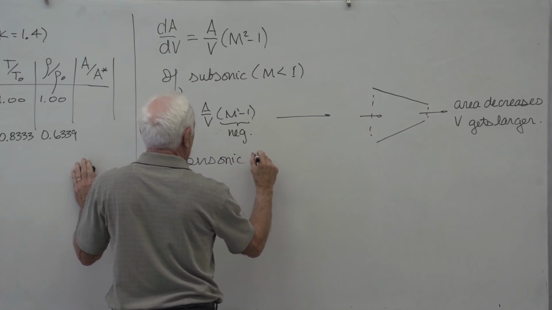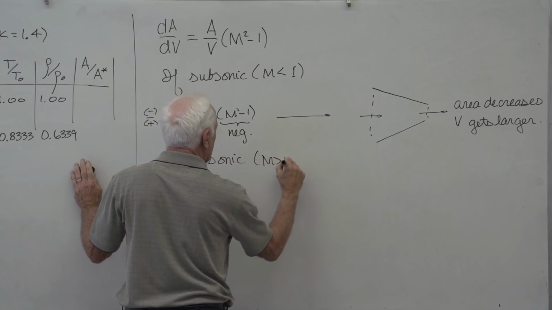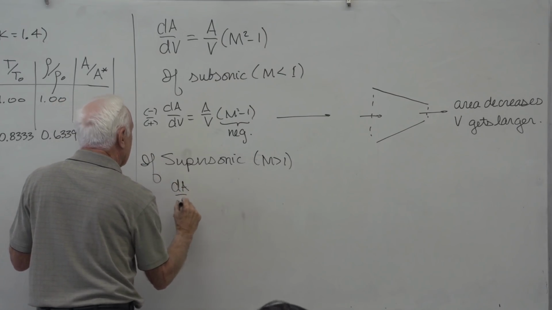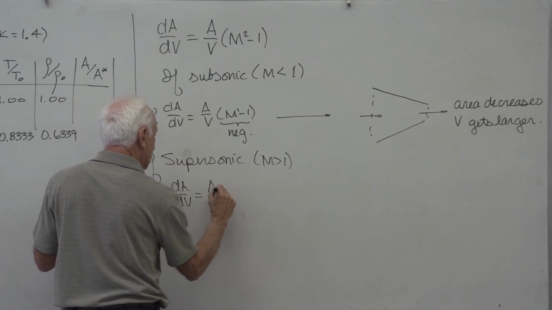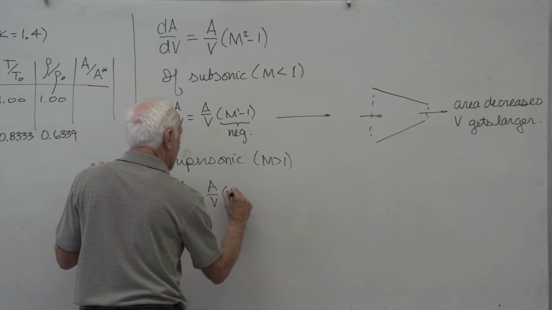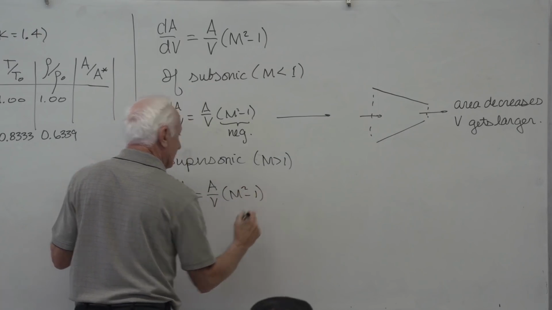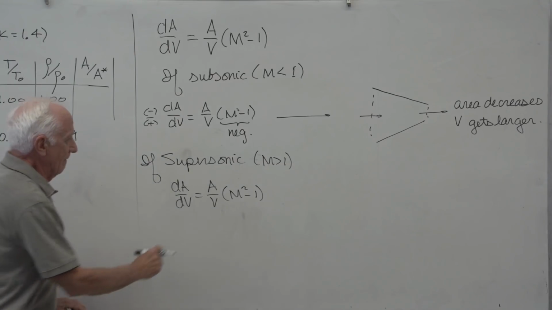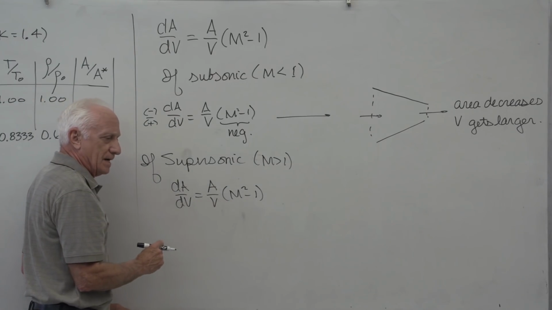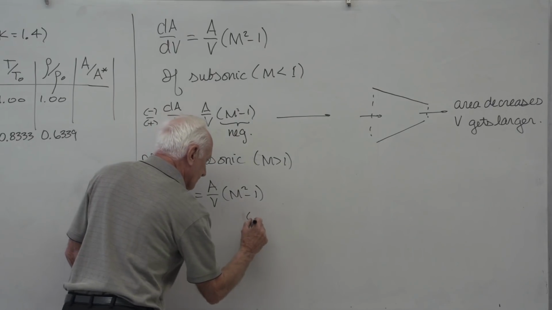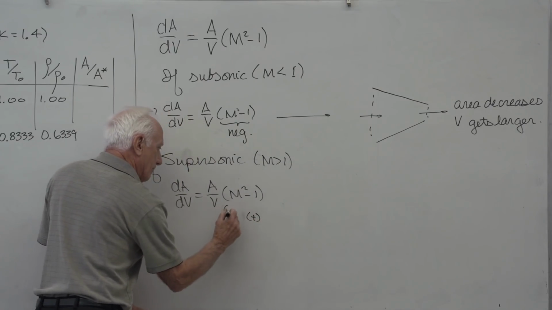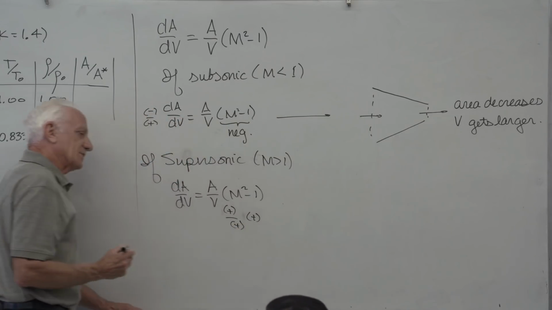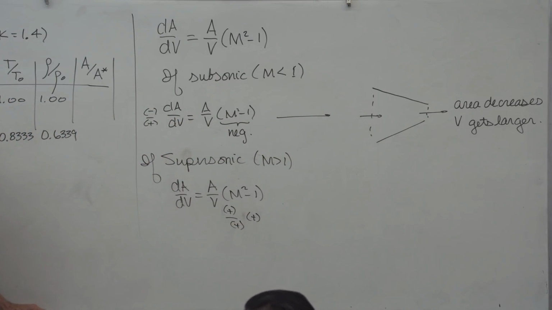Okay, Mach number greater than 1. dA/A equals dV/V times (M squared minus 1). Mach number's 2. 2 squared is 4, 4 minus 1 is 3. Positive or negative? Positive. What's the area? Positive. What's the velocity to the right? Positive. What's the sign of the right-hand side? Positive.